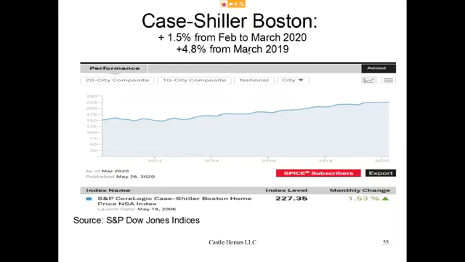So this is unfortunately a lagging indicator. We are still in March for this. We were up 4.8% from March 2019, and the month-to-month increase was up 1.5% from February to March. We'll keep watching this. Again, it is the best indicator, in my opinion, but it's also the slowest indicator.